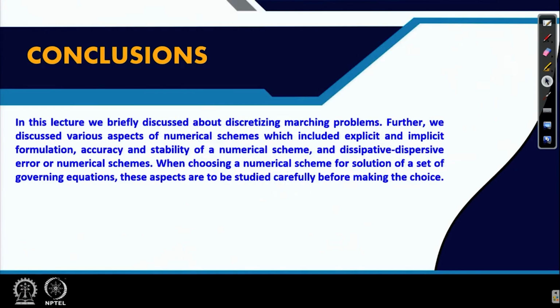So, we learnt a number of things in this lecture. We briefly discussed discretizing marching problems, including parabolic and hyperbolic problems. Further, we discussed various aspects of numerical schemes. They included explicit and implicit formulation, accuracy and stability of numerical schemes. Finally, towards the end, we talked about dissipative and dispersion error of numerical schemes. So, when you are choosing a numerical scheme for solving a set of governing equations, you have to be very careful about these aspects which you studied in these lectures.